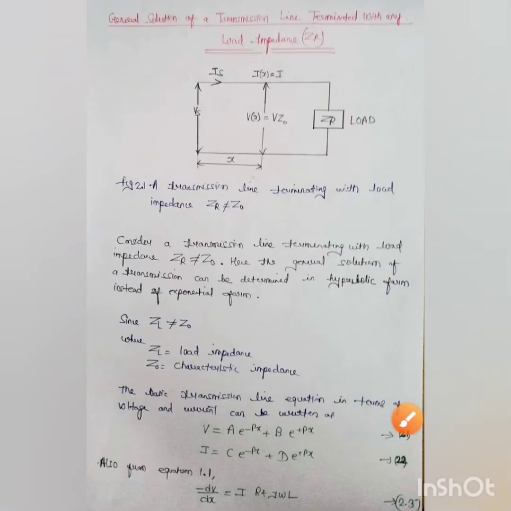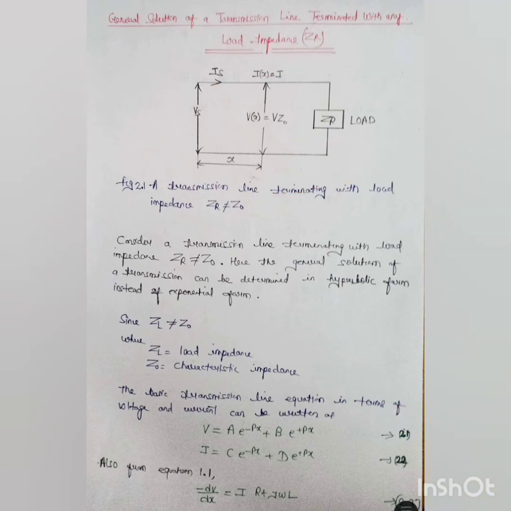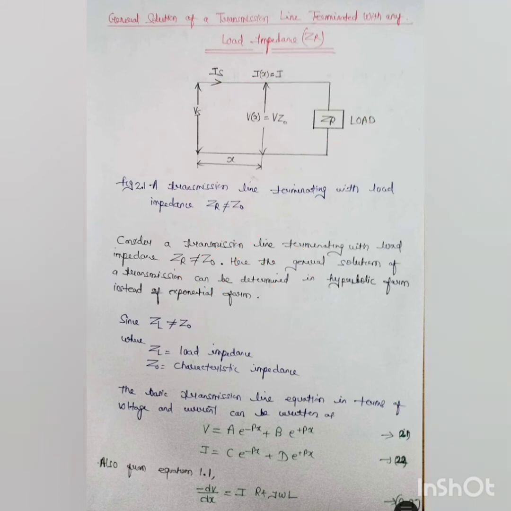Now we move on to the next topic, which is the general solution of a transmission line terminated with a load end. As we can see, a simple figure is taken for solving this general solution of a transmission line terminated with any load impedance ZR. This is one of the simplest examples of a transmission line, and its receiving end is terminated by the load impedance ZR. Generally load impedance is denoted by ZR. Likewise, in the sending end, the voltage supply is taken as Vs and the current supply is taken as Is.